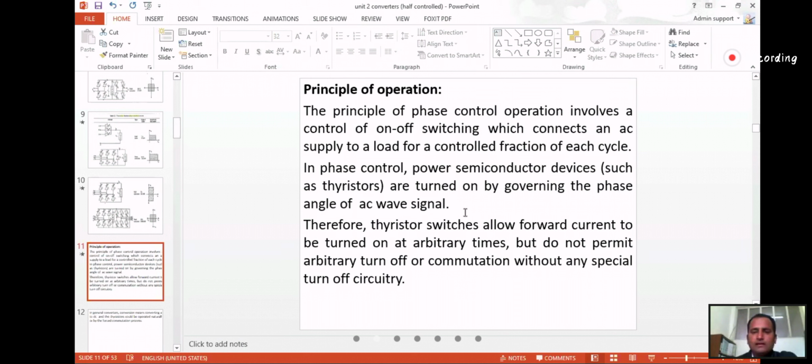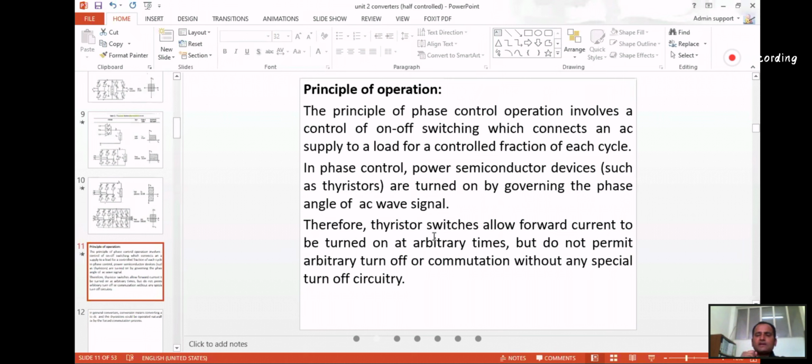Therefore, this is turned on by governing the phase angle of the AC wave signal. That is what I have shown, the phase angle of this AC wave signal. Therefore, thyristor switches allow current to flow by turning on at an arbitrary time. So you are triggering the SCR at a certain angle alpha. But this does not allow arbitrary turn off.